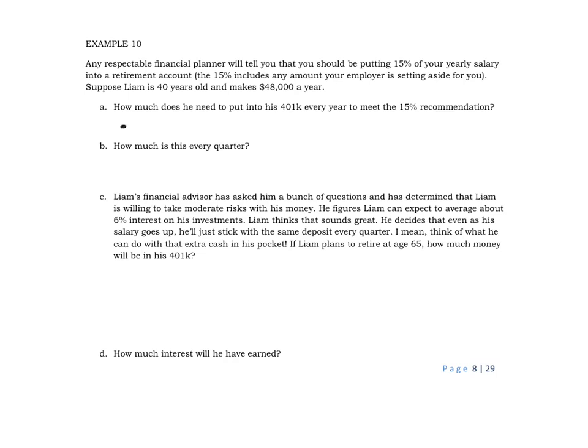So you're going to find 15% of, which means multiply, $48,000. When I multiply those two numbers together, I get $7,200. It looks like Liam wants to put his money away every quarter. So how much is this every quarter? Well, we're going to take that 7,200 and divide by 4. And it looks like Liam will be putting away $1,800 every quarter.